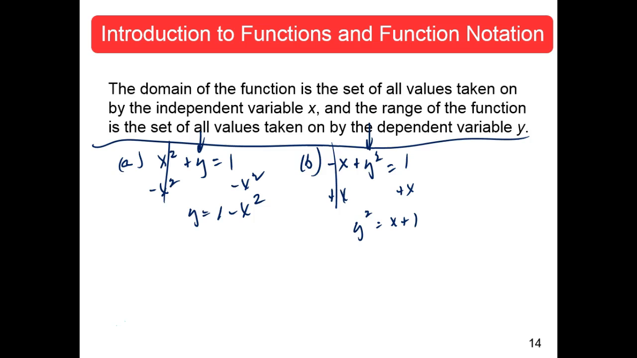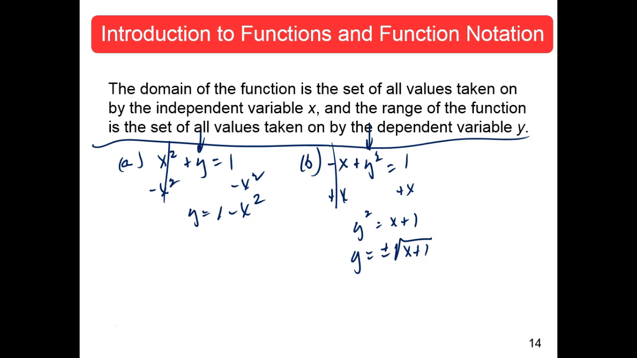Square root. Take the square root of both sides. Square root of y squared would be y is equal to, but when you take the square root of both sides, what must you always put? Plus or minus. Remember, negative 3 squared is 9, and 3 squared is 9. So you always wind up with a plus or minus. So it's plus or minus the square root of x plus 1.